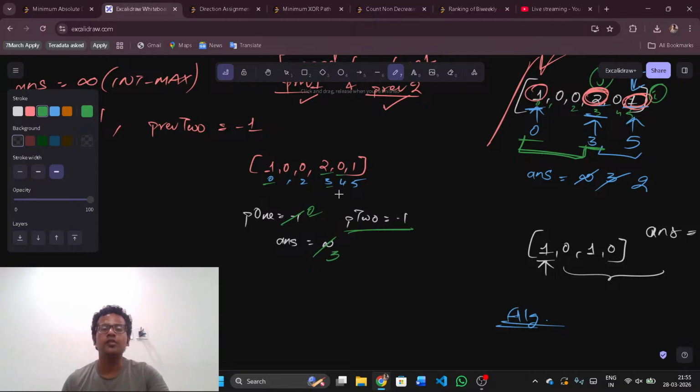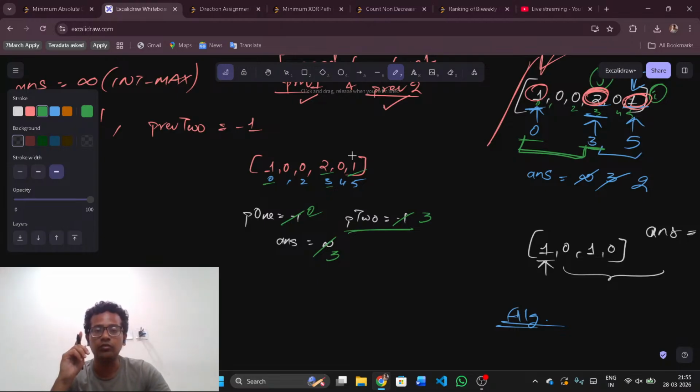Now let's move forward. But before moving forward, I have 2, right? So previous 2 I didn't update. So I have to update previous 2. Where did I get 2 previously? Which is at index 3, right? Now I will go to index 4, which is 0. Nothing to do with 0. Now I go to 5, which is 1.